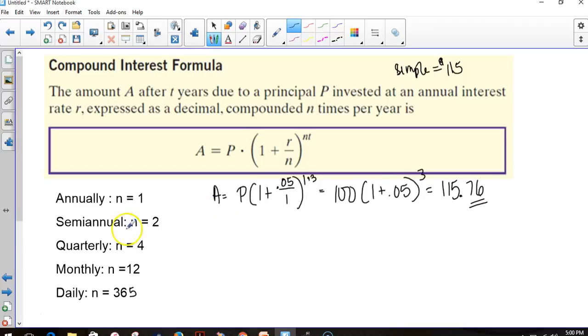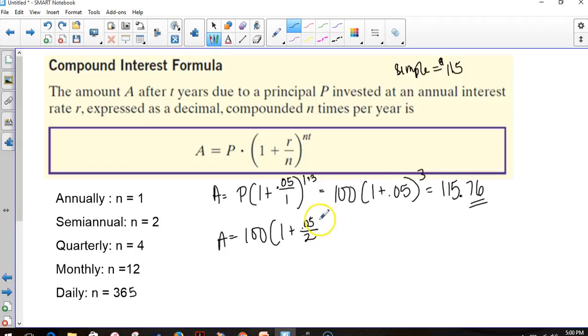What if I wanted to earn my interest even more frequently and have you pay me more often and did semi-annually? So semi-annually, I would still have the 100. It would still be 1 plus 0.05, but now it will be divided by 2, twice a year.